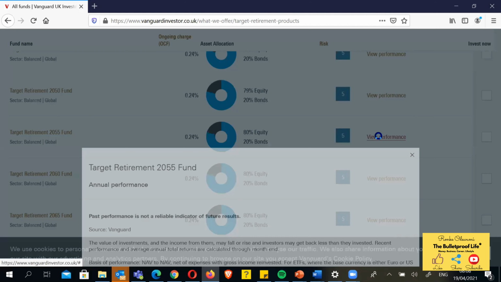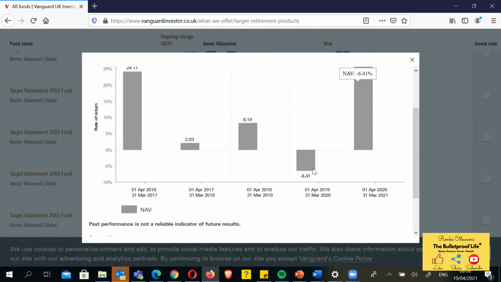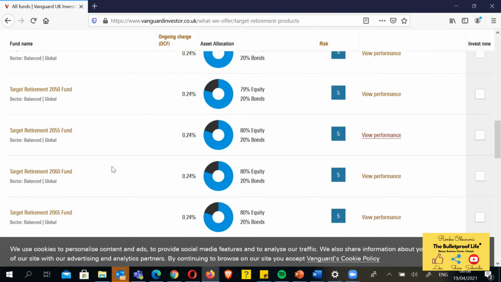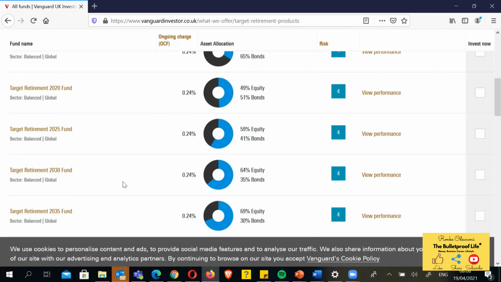And if you view the performance of this fund again, it's doing great in the sense that it's gone up 28.57 this year. Very aggressive investing. However, it also had a loss of 6.41 last year. But you don't mind, because it's a fund you're planning to put your money in for a long time. So this is a fund that you want to put money in for at least 10 years. You want your money to work for you hard. And so you don't mind a bit of aggressive investing, because whatever is lost in 1 year will be covered up by the other years that your money stays in this fund.